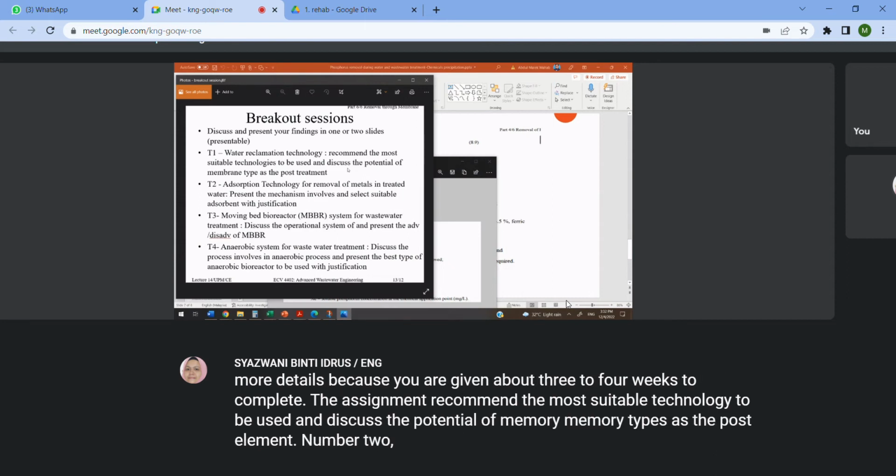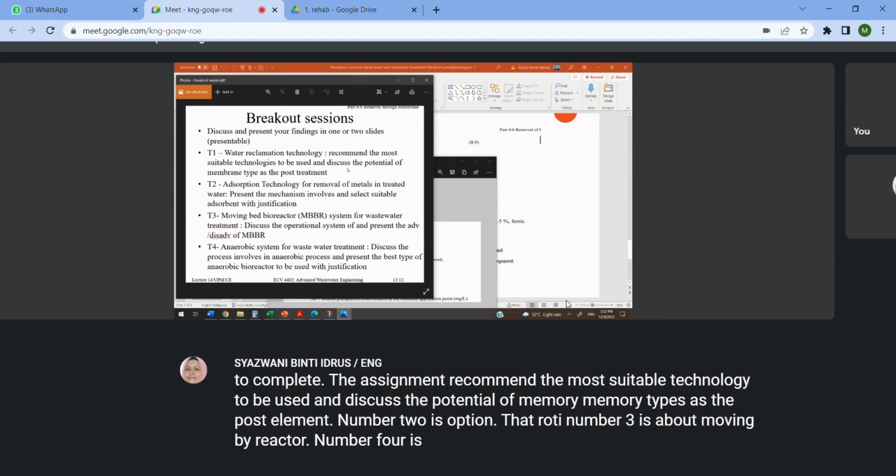Number two is about absorption technology. Number three is about moving bed bioreactor. Number four is about anaerobic system.